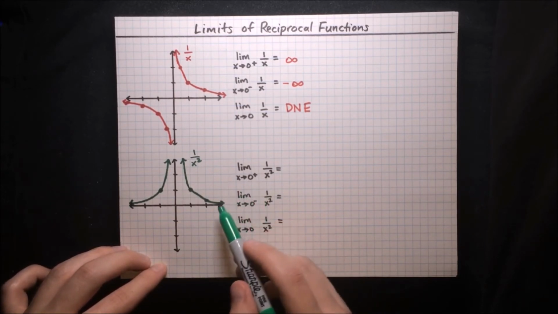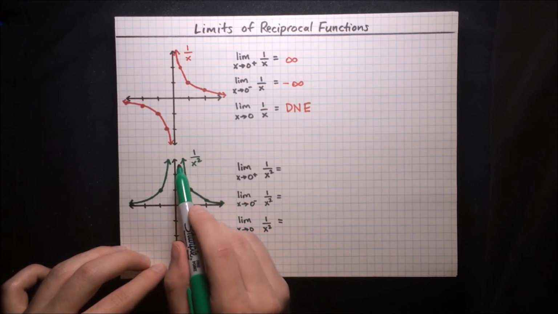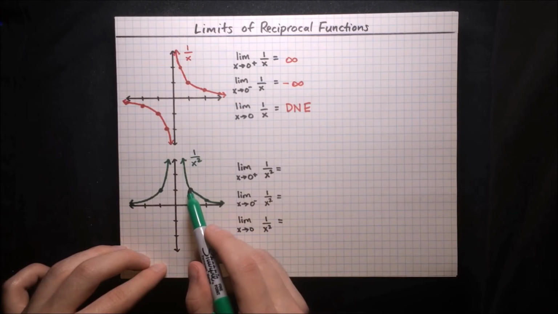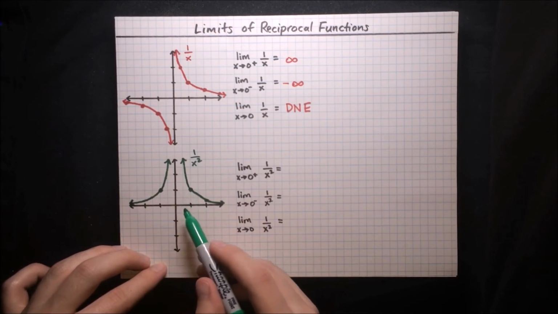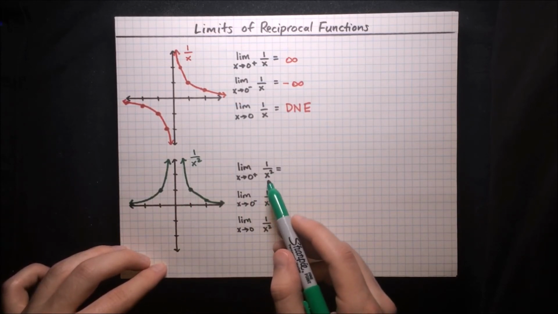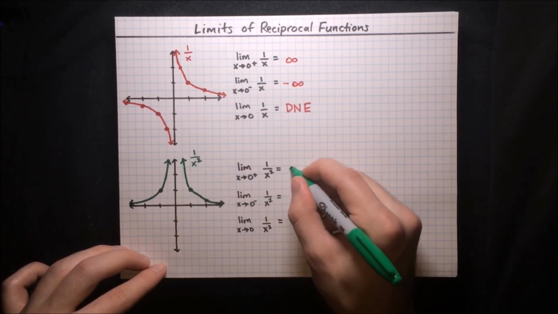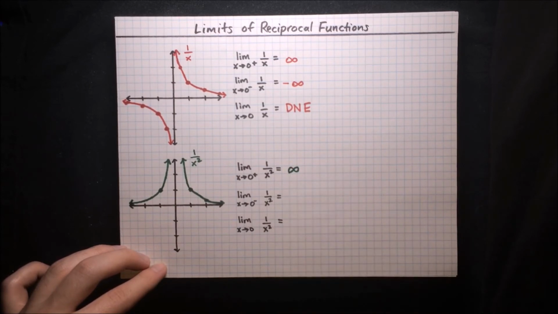Well, looking at our graph, it's shooting up, up, up, just like before. And that's happening for the same reason. When we input a very, very small number for x, x squared is also a very small number, and 1 divided by a very small number is a very large number. So as x approaches 0 from the positive side, we see that this function is going to positive infinity. Now, how about as x approaches 0 from the negative side?